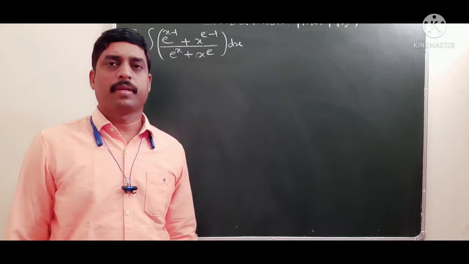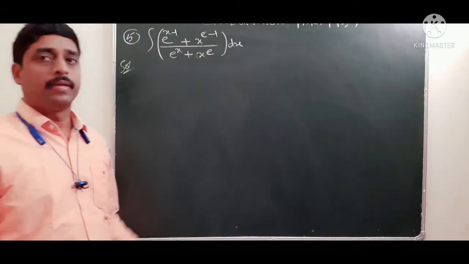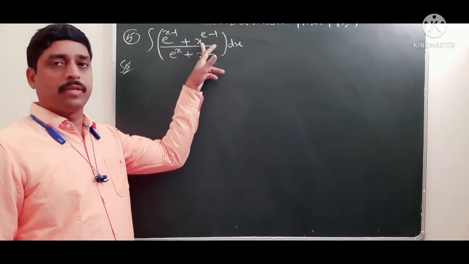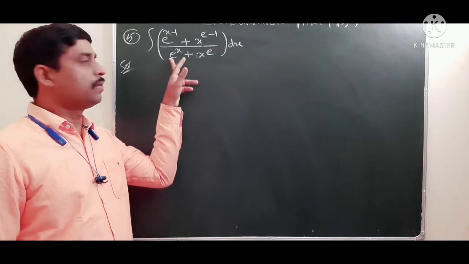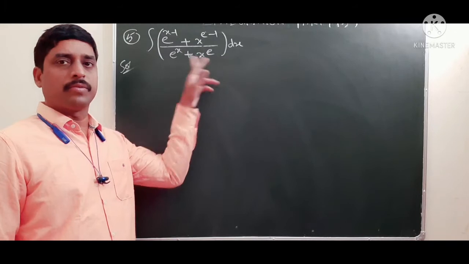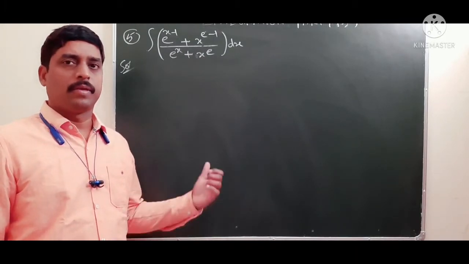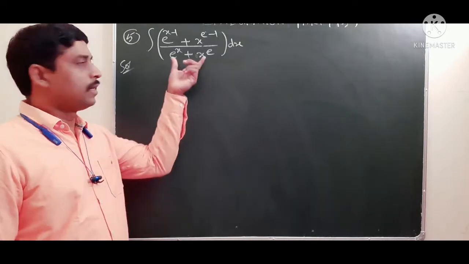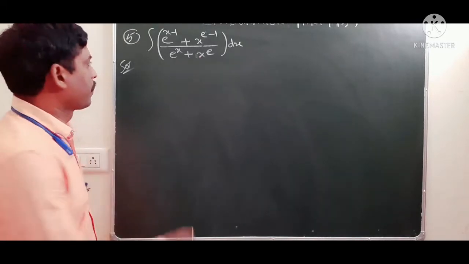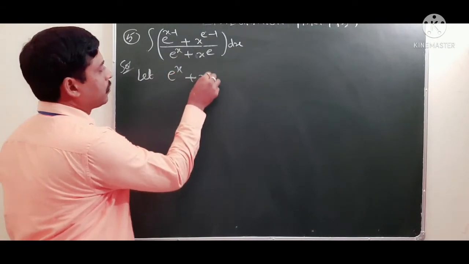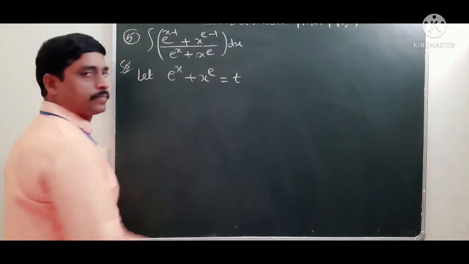Now I am going to explain question number 5. Integral e to the power x minus 1 plus x to the power e minus 1, this whole divided by e power x plus x to the power e. How can we solve this problem? By using the substitution method, let us take the denominator is equal to t. So the denominator value e to the power x plus x to the power e is equal to t.